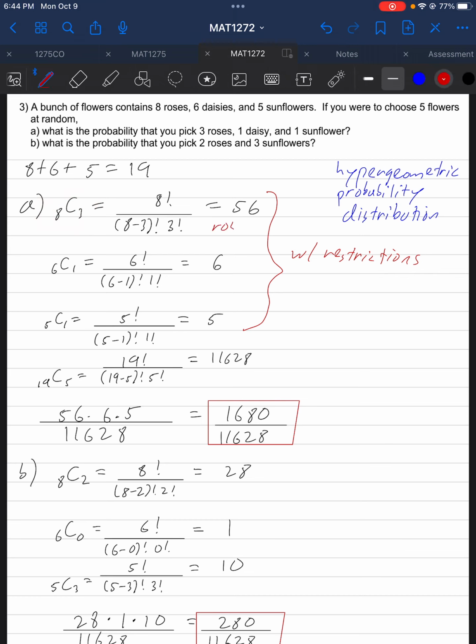The first one here is for the roses. There are 8 roses, and we're trying to find how many ways we can pick 3 of those roses. Since we assume that each rose is the same, and it doesn't make a distinction between them, the order doesn't matter. So that's going to be 8 choose 3, which works out to be 56 after being put into this formula.